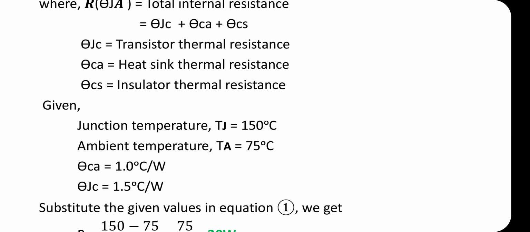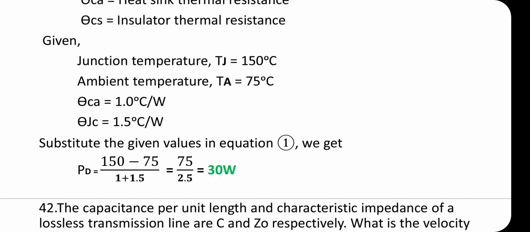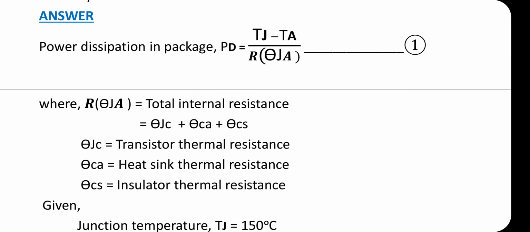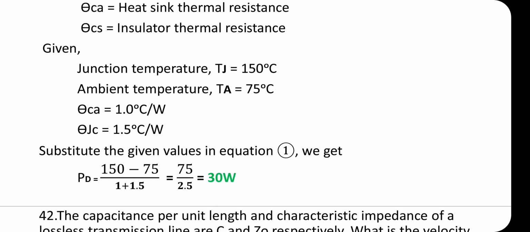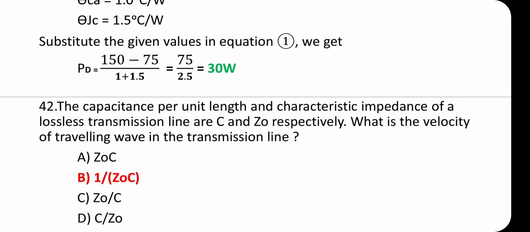Here given junction temperature Tj is 150 degrees Celsius, ambient temperature Ta is 75 degrees Celsius, theta Ca is 1 degree Celsius per watt, and theta Jc is 1.5 degrees Celsius per watt. Substitute the given values in equation 1, that is PD equal to Tj minus Ta divided by R theta Ja. That is PD equal to 150 minus 75 divided by 1 plus 1.5, which gives 30 watt.